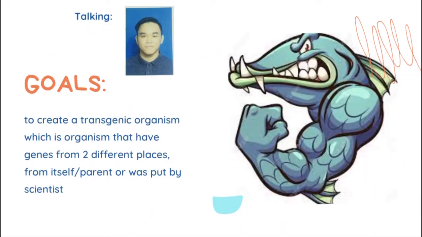As aquaculturists or fish farmers, what are the goals that we need to achieve when we implement the transgenic process? The answer is we need to create a transgenic organism, which is an organism that has genes from two different places, from itself or its parent, or was put in by scientists.